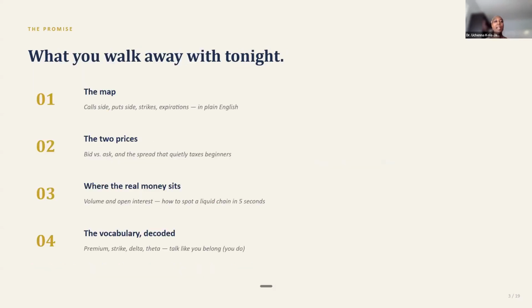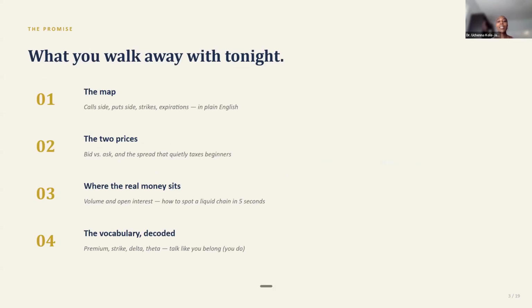So, what are you going to walk away with tonight? The map. What exactly does an option chain look like? What side do I trade and when? And this is going to be in plain English, not some esoteric trading jargon. I'm going to make sure that you understand exactly what you came here for.